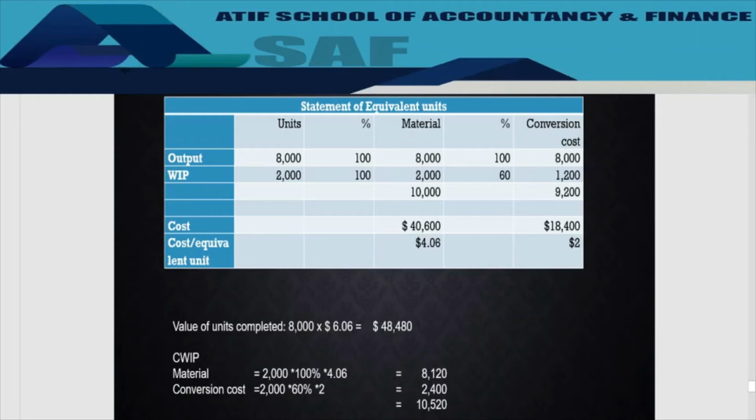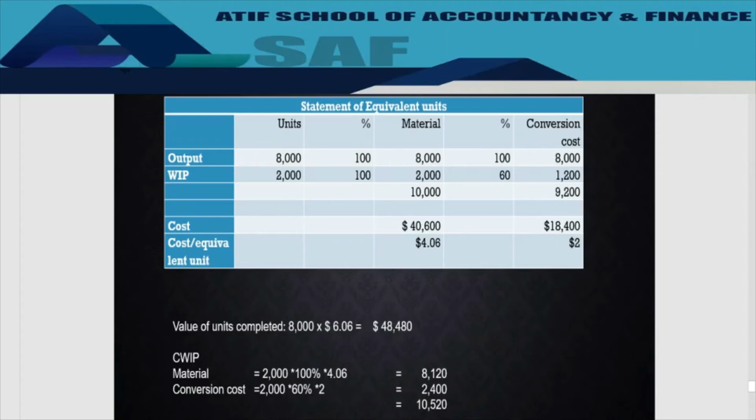To calculate the value of units completed, 8000 units which have been transferred will be multiplied by the total unit cost. Unit cost of material plus unit cost of conversion: 4.06 plus 2 gives you 6.06 of total unit cost. Multiply by 8,000 units transferred. You will get the value of units completed as $48,480.